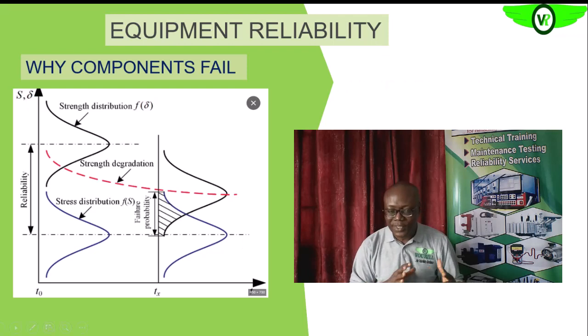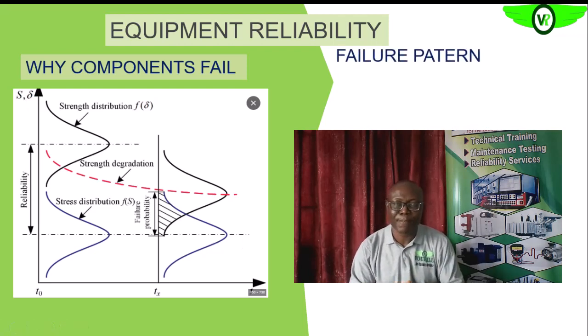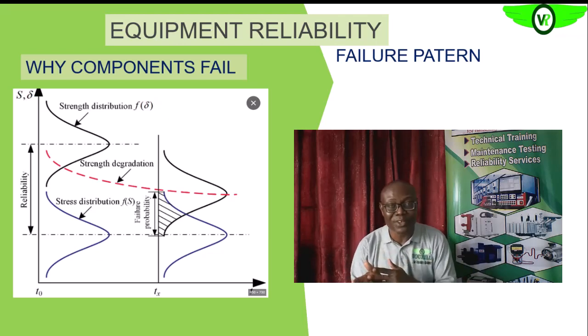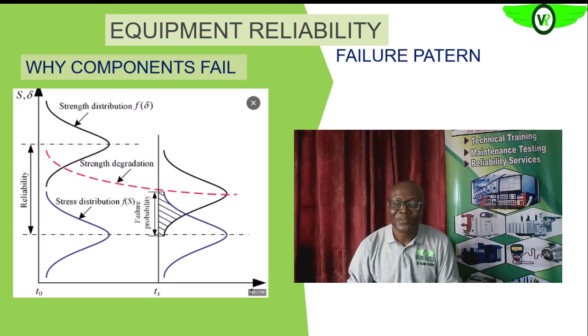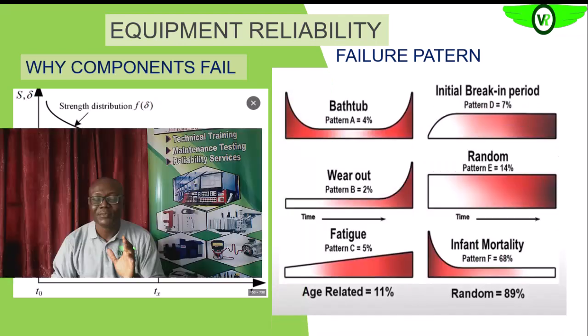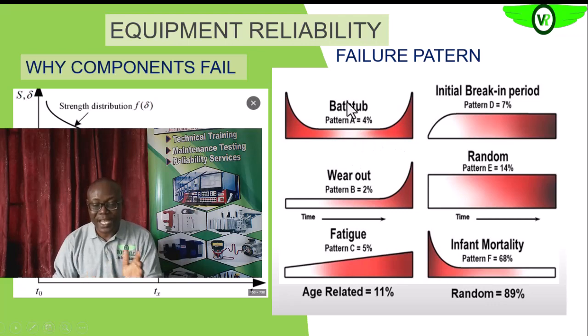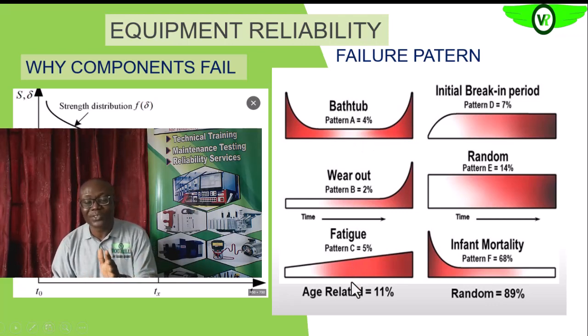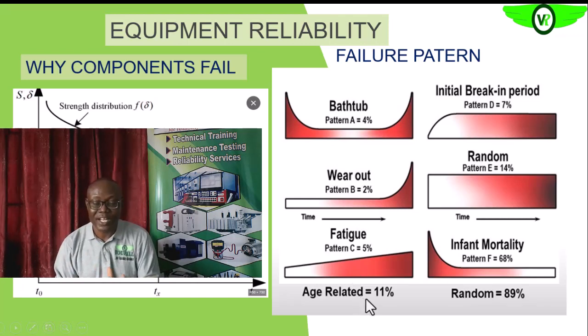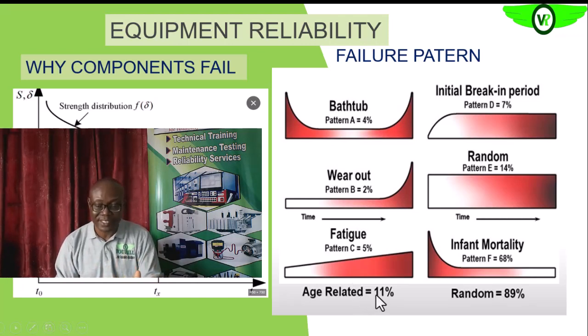So for us to appreciate further the kind of reliability program we need to deploy and when in our system, we also need to appreciate the failure patterns. As you can see on your screen, we have 6 failure patterns. If you look at it, the 3 on the left are age related, and they make up about 11% of reliability problems that we have in our facility.